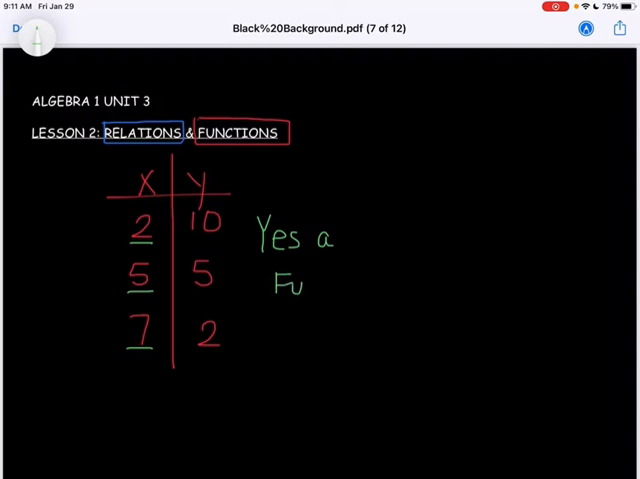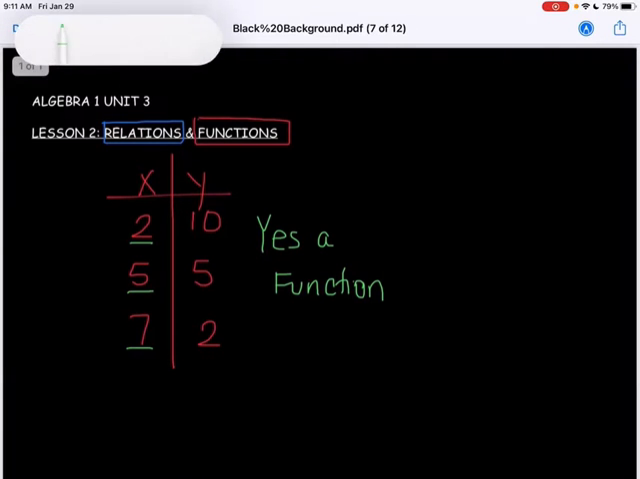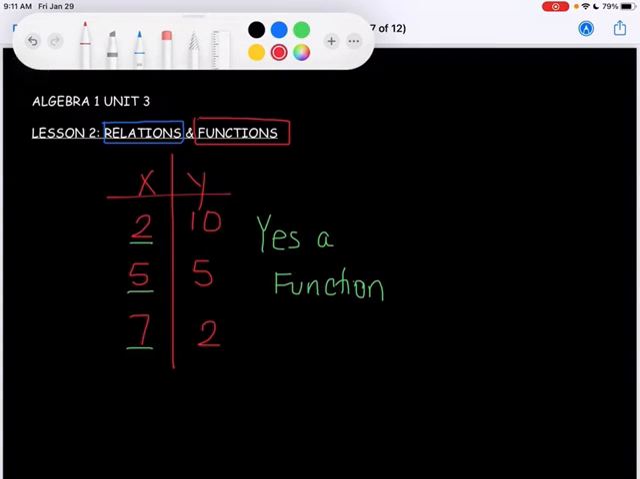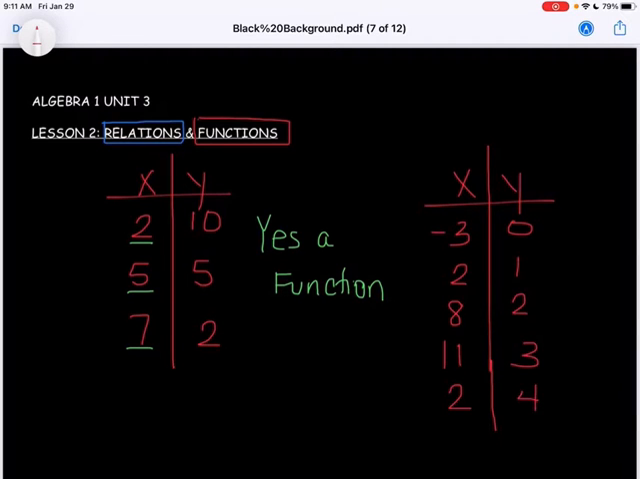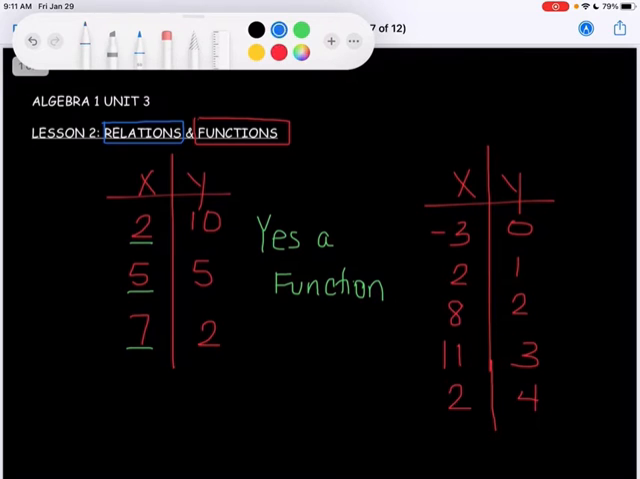Okay. It does not matter if y values are repeated. All you care about is if there's x values repeated, and then you have to check further if that's the case. So let's say we have this x, y table, and they give me -3, 2, 8, and 11, and also 2 again. And then let's say that we've got 0, 1, 2, 3, 4. And they want to know, is this a function? It is a relation because any graph or table is a relation. But we need to see if it's a function.